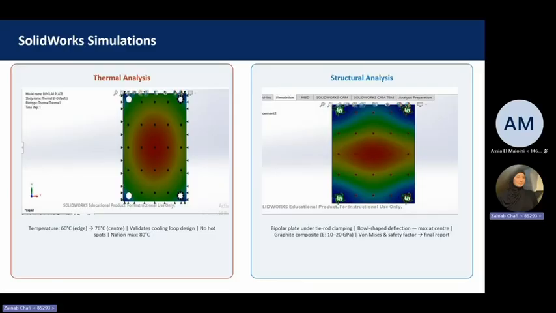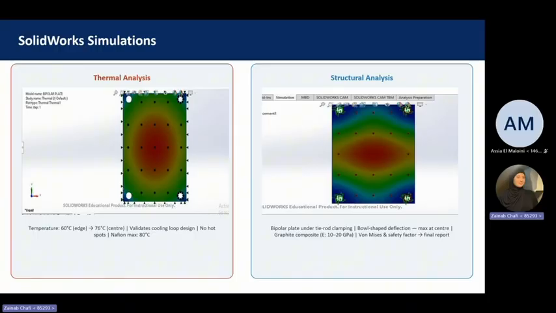We also performed SolidWorks simulations. First, the thermal analysis shows that the temperature varies from 60 degrees Celsius at the edges to approximately 76 degrees Celsius at the center. This remains below the maximum safe operating temperature of the Nafion membrane.